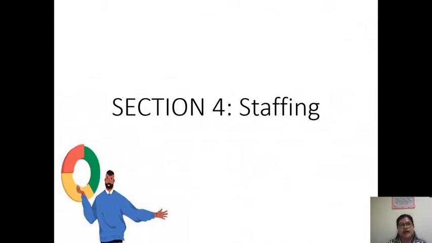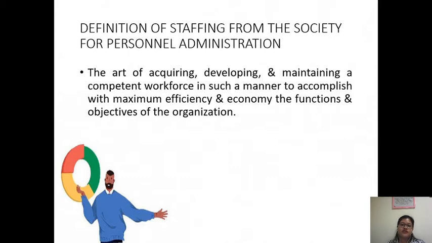So staffing involves staff. This is a process of recruitment, hiring, and even firing, of staff. So, definition of staffing from the Society for Personnel Administration. Staffing is the art of acquiring, developing, and maintaining a competent workforce. So, this talks on the human resource in the agency. So, acquire, develop, and maintain.